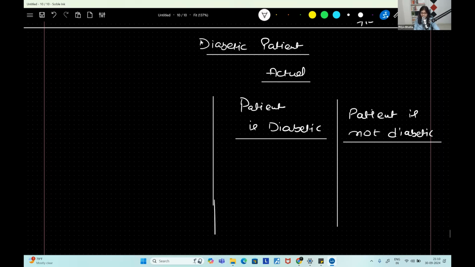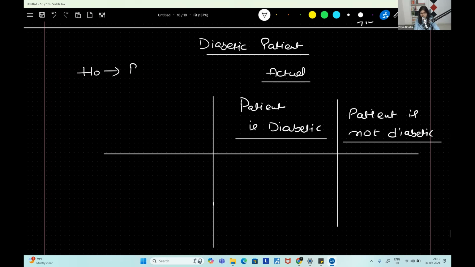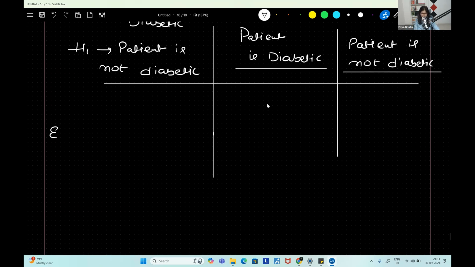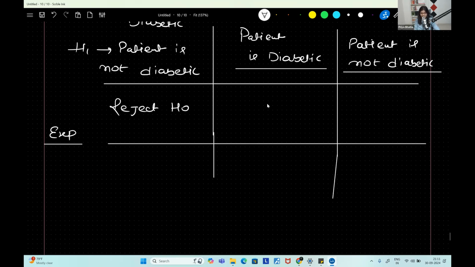After that, you are doing some experiment and you get some conclusions. So this is the null hypothesis, that the patient is diabetic. The alternate one is that the patient is not diabetic. In your experimental result, either the conclusion is rejecting the null hypothesis or you fail to reject the null hypothesis. Okay? So either you reject the null hypothesis or you fail to reject the null hypothesis.